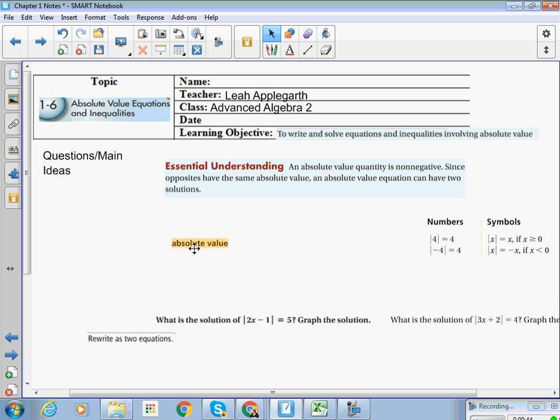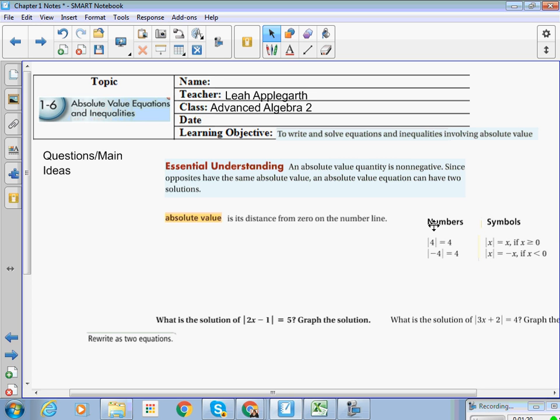Okay, I do want you to write this on your paper. Absolute value is its distance from 0 on the number line. How far away from 0 are you? That's the true definition of absolute value. When you take standardized tests, they will try to work that in somehow, that absolute value is how far away from 0 on the number line you are.